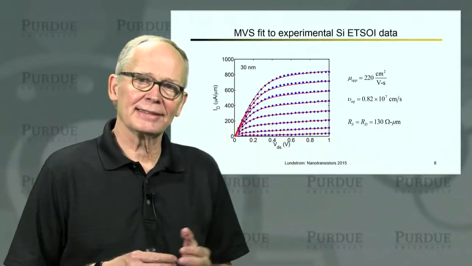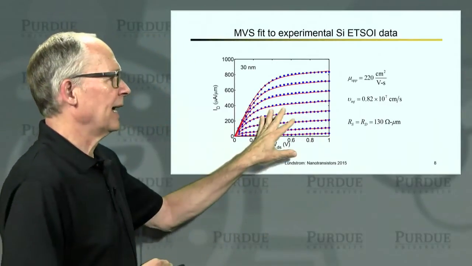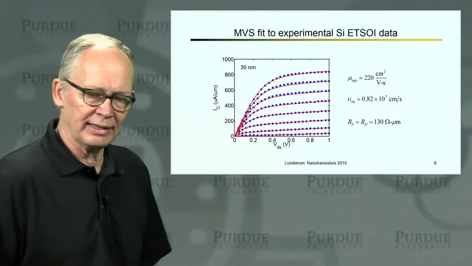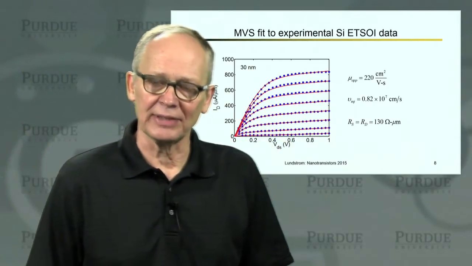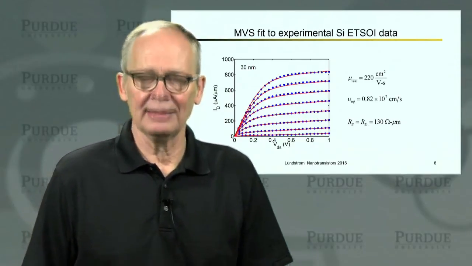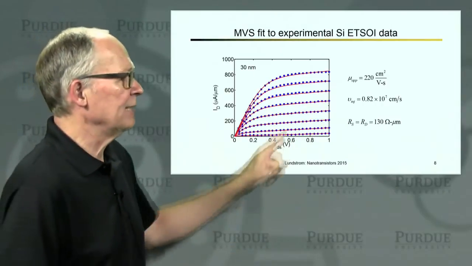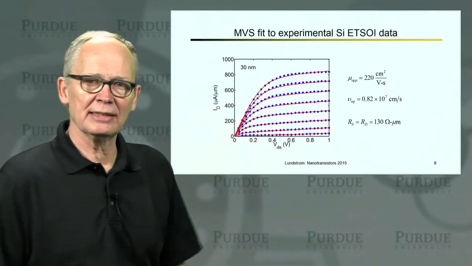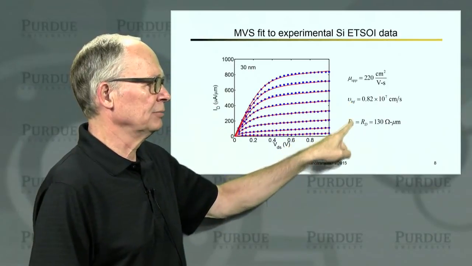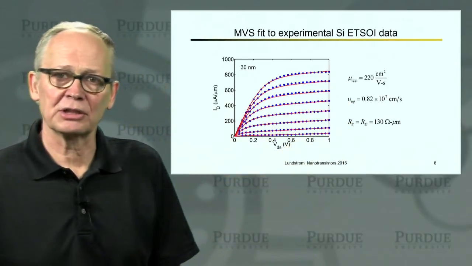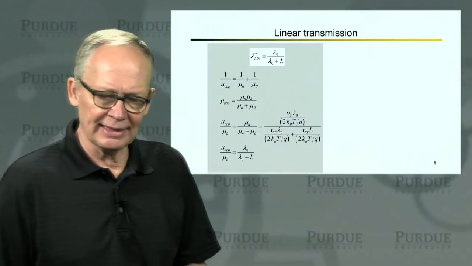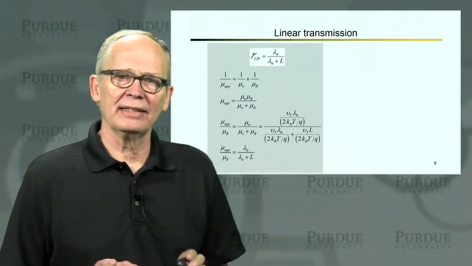All right, so let's look at the silicon data first. Here's the actual measured output characteristics, and the solid red lines here are the MVS fit. So you can see that the MVS model does a good job of fitting these characteristics. The key parameters that we extract in doing this fitting are the apparent mobility and the injection velocity, and it's also useful to extract the series resistances as well. Okay, so let's see if we can make sense of some of this data. Let's look in the linear regime.